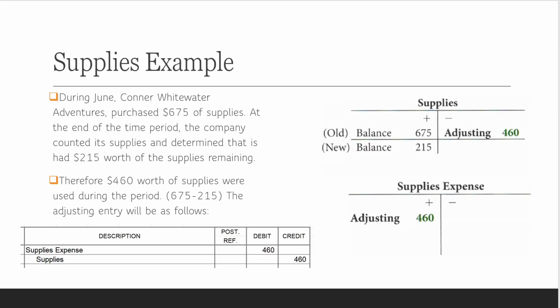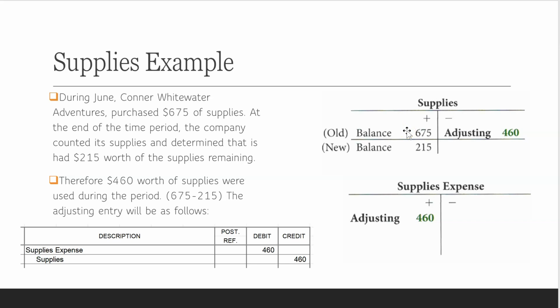So here's an example. During June, Connor Whitewater Adventures purchased $675 of supplies. At the end of the time period, the company counted its supplies and determined that it had $215 worth of the supplies remaining. Therefore, $460 worth of supplies were used during the period, and the adjusting entry is shown below. So the original entry happened as a debit to supplies for $675, and then the credit was either to cash or accounts payable, depending how the supplies were purchased.